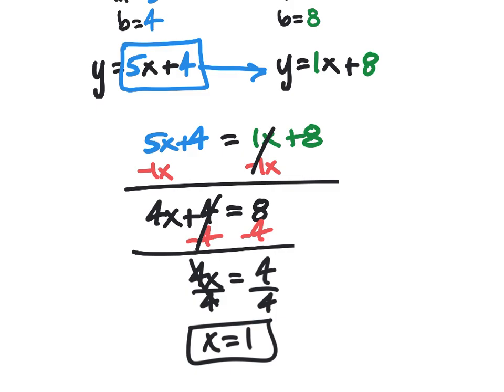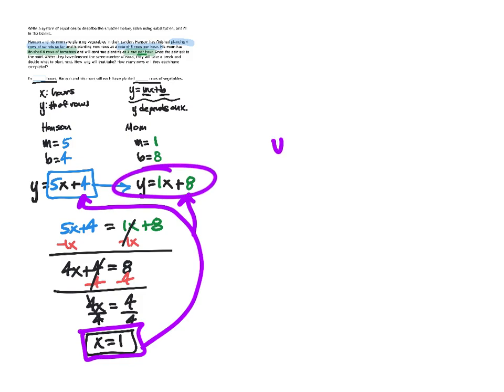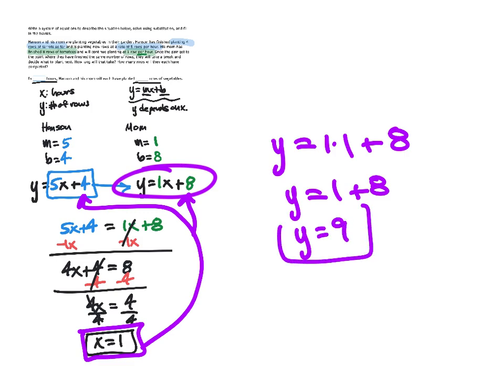Totally fine. Now, to solve our system, we have to solve for y. I'm going to take 1 and plug it into either one of our original equations. It doesn't matter which one you choose, but I'm going to choose Mom's equation because our coefficient is 1. So y is equal to 1 times 1, you don't really need to put the 1 there, but I'm doing that for you to see, plus 8. Now, 1 times 1 is just 1, and then 1 plus 8 is 9. So that's our solution: the point (1, 9).